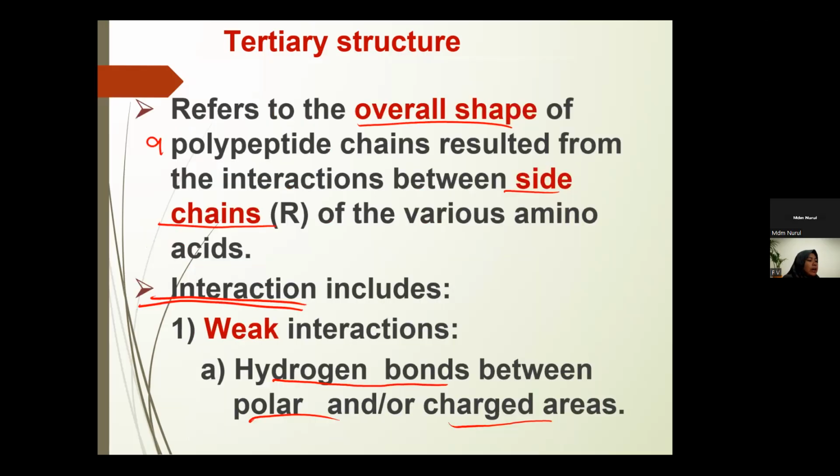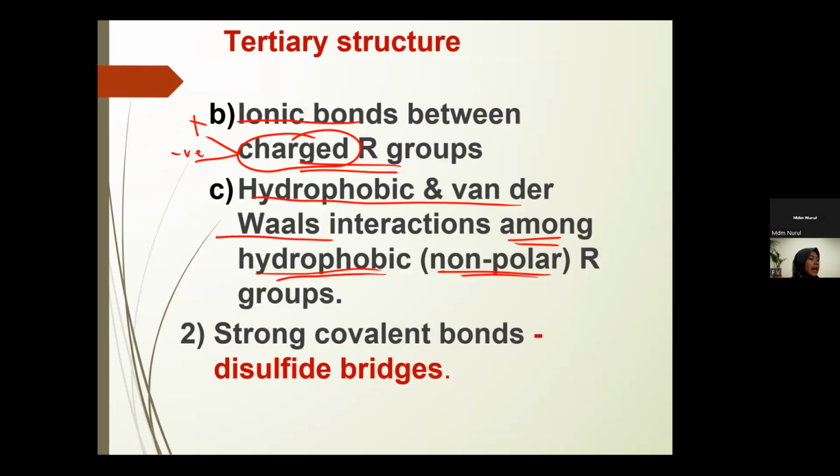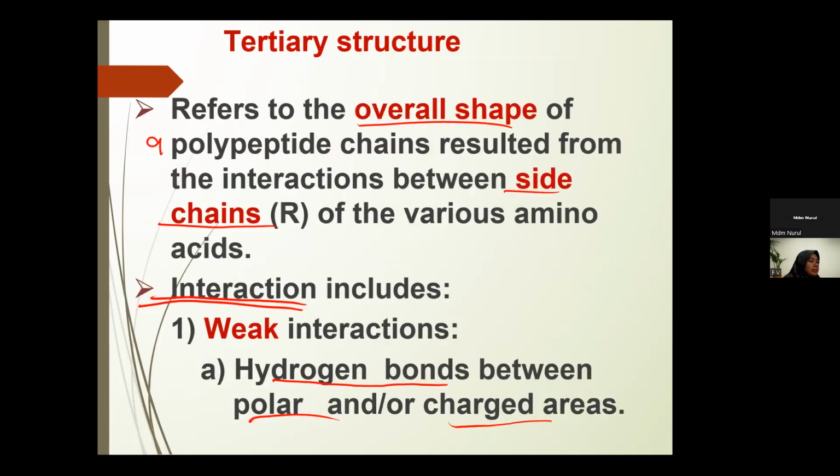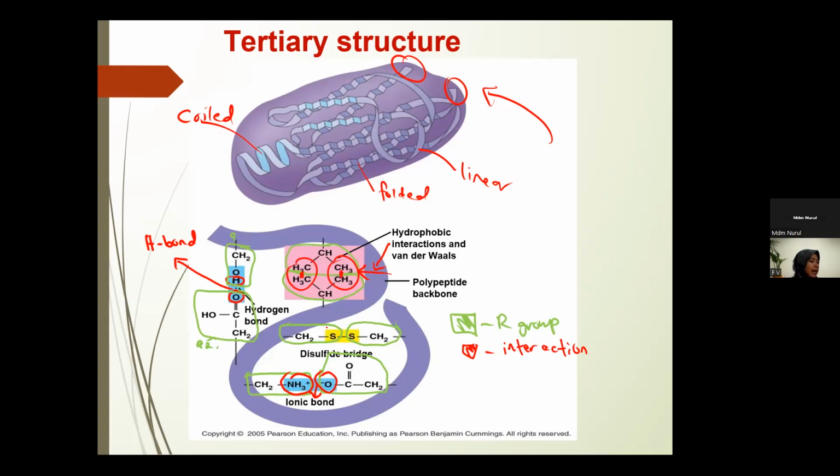And the second one is strong covalent bond, ikatan yang sangat kuat known as disulfide bridges. Apa maksud di? Sulfide? S lah, kan? So, dia adalah bridges among sulfide. So, which one? Nampak tak? Ni, S dengan S. So, ini kita panggil disulfide bridges, S dengan S.